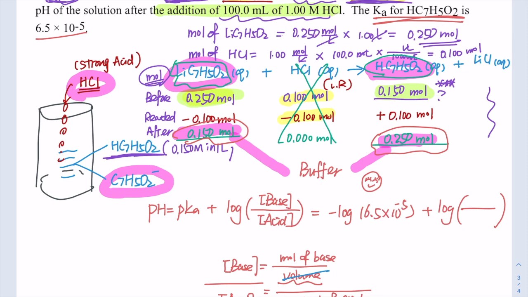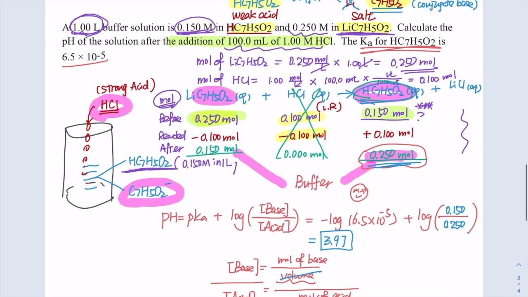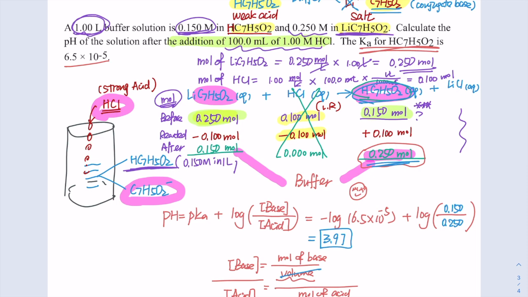Then the next question is, which one is the base? That's something we should also be able to recognize. Look, that's your base, the active ingredient. So the base goes on top, which is 0.150, and the acid itself is 0.250. Now do the division, take the log of that, and then calculate the negative log of 6.5 times 10 to the power negative 5. Now we can calculate the pH of this buffer after you added a little amount of strong acid. That's the answer, 3.97. That's the pH of this buffer after you added some strong acid.